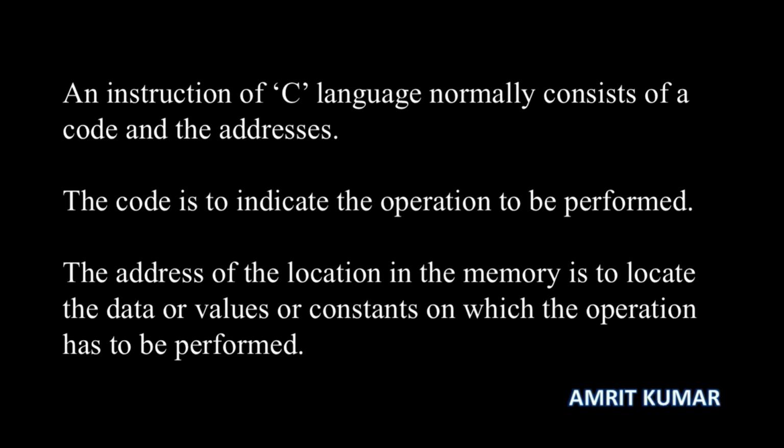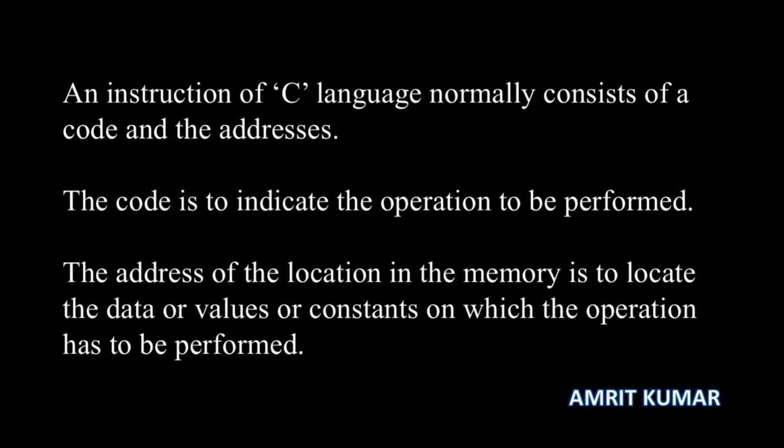The code tells you everything that you want to perform, and the address of the location in the memory is to locate the data or the value or the constants. So a constant can be a data or a value on which the operation has to be performed. So the basic knowledge is that an instruction of the C language normally consists of two things: code and the addresses.